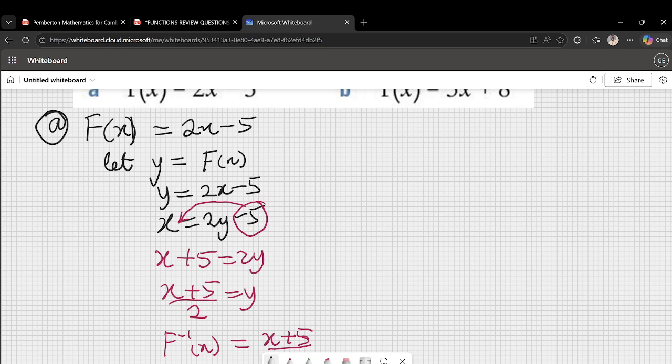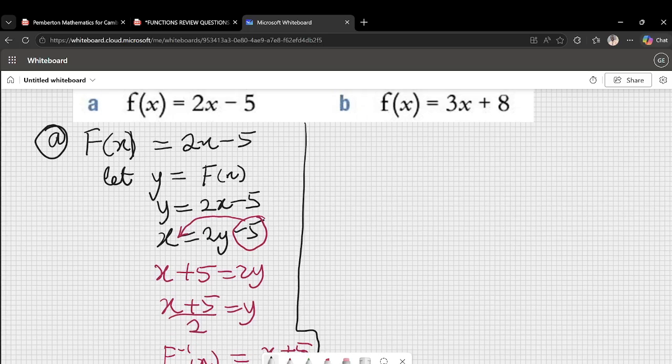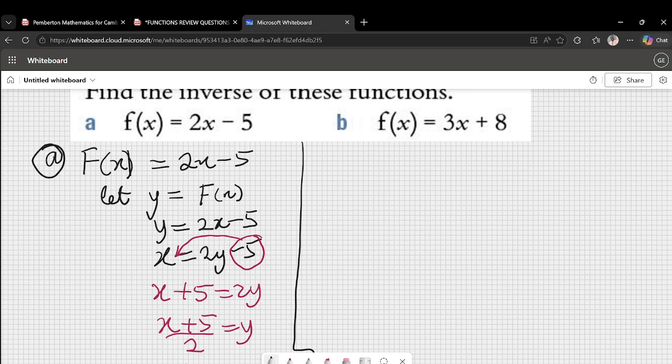The first step is to let the function be equal to y. The next step is you swap the variables x and y. And lastly, you make y the subject of the formula. So the same thing happens here.